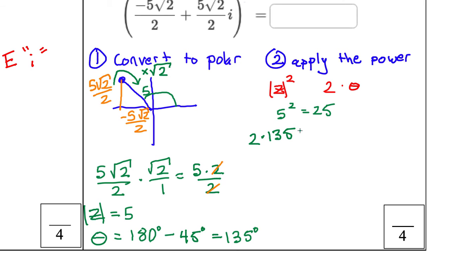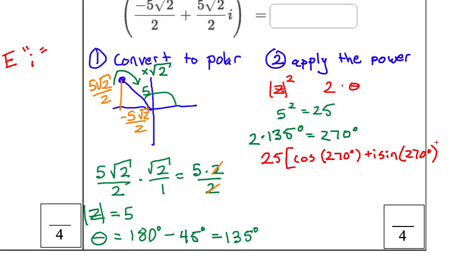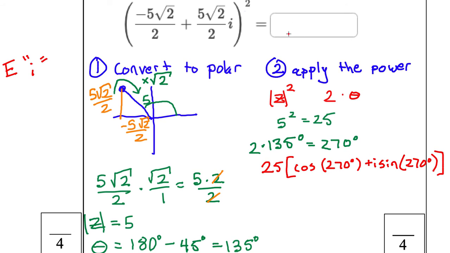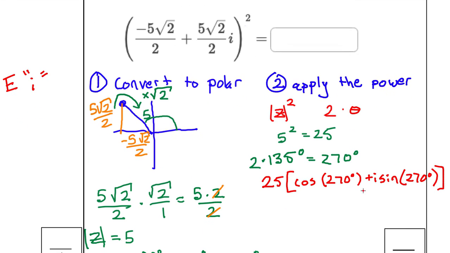That's why I'm confused. All right, so 2 times the argument, 2 times 135 degrees is 270 degrees. So your final answer for step 2 could be, it's kind of complex, but you could write out your final answer as 25 times the quantity of cosine of 270 degrees plus i sine of 270 degrees. And that could be your answer. I mean, it didn't say leave it in polar form or leave it in rectangular form in the question. So this could be an answer.